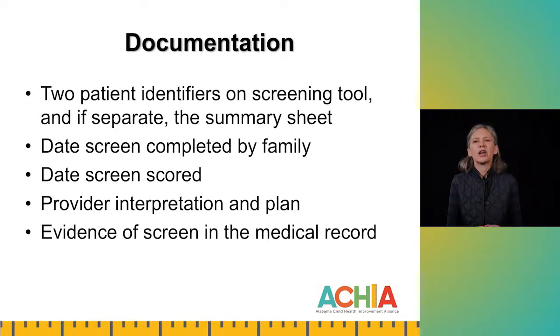So let's start with the documentation. There are 5 components that you're going to need to document for your screens. The first is you're going to need 2 patient identifiers on the screening tool. And if the summary sheet is separate, you'll need the 2 patient identifiers there as well. You'll need the date the screen was completed by the family, the date the screen was scored, the provider interpretation and plan, and evidence of the screen in the medical record.